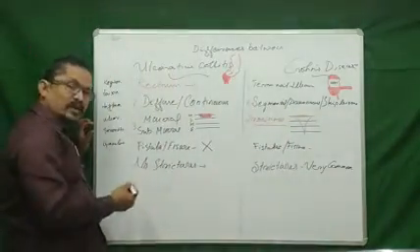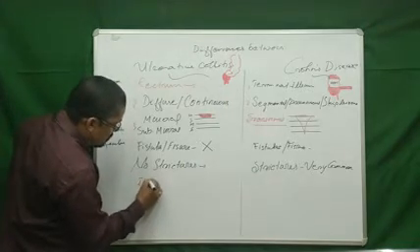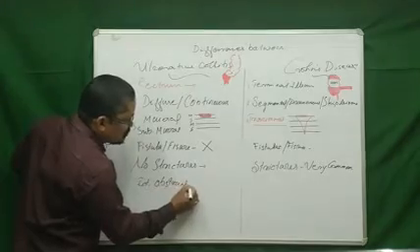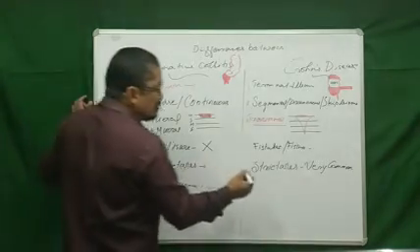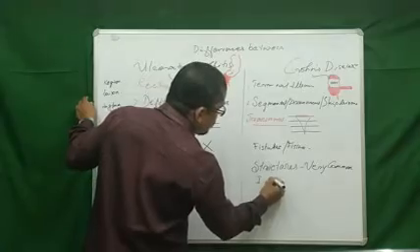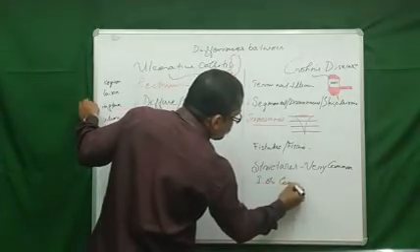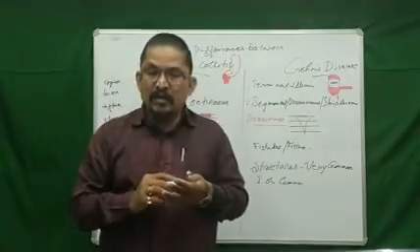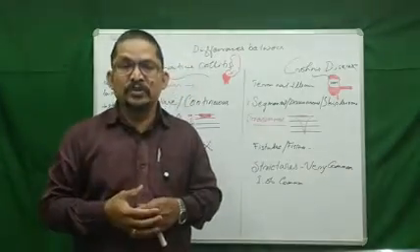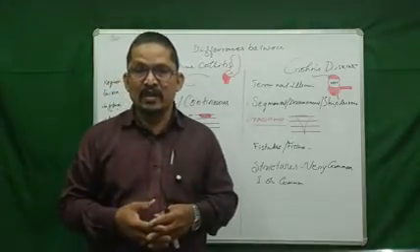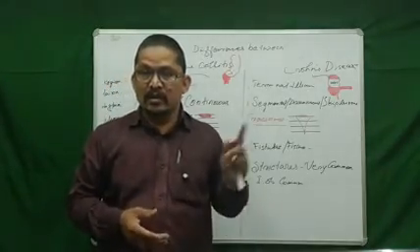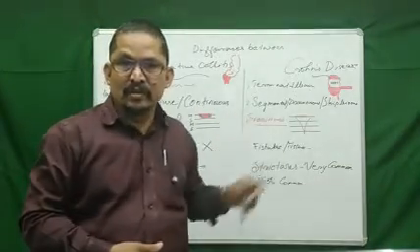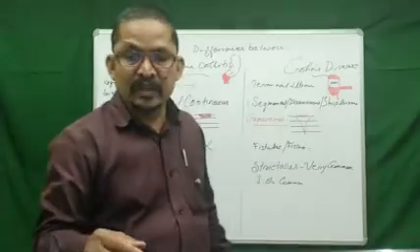Here, there may not be any intestinal obstruction, but in Crohn's disease, intestinal obstructions are common. Okay, so these are the main differences between ulcerative colitis and Crohn's disease. It's a very interesting and important question in your theory exams. So kindly read it. Okay, thank you.